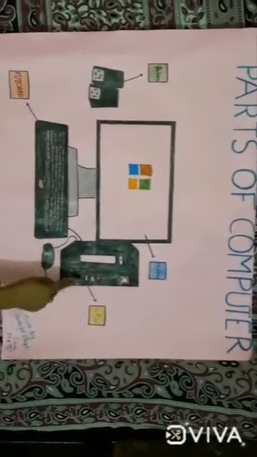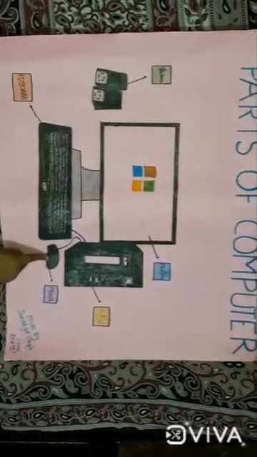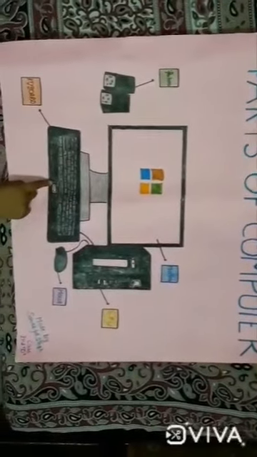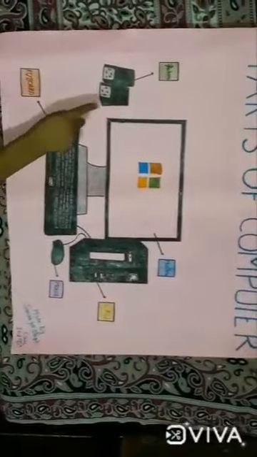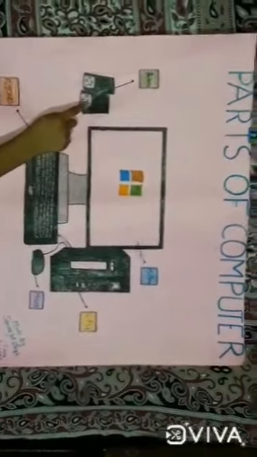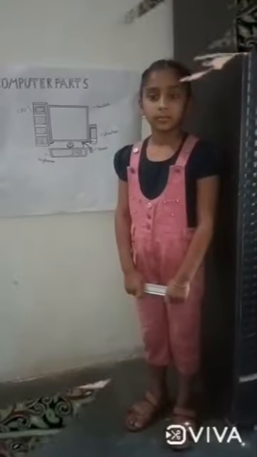Today in this video, I am going to tell you different parts of computer. Let's start. This is monitor. This is CPU. This is mouse. This is keyboard. And this is speakers. Thank you.